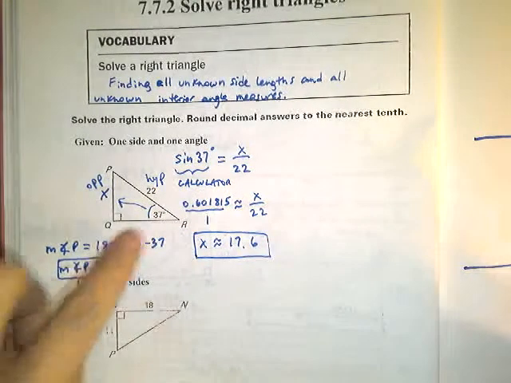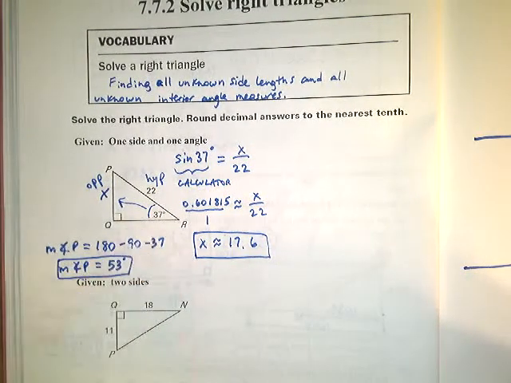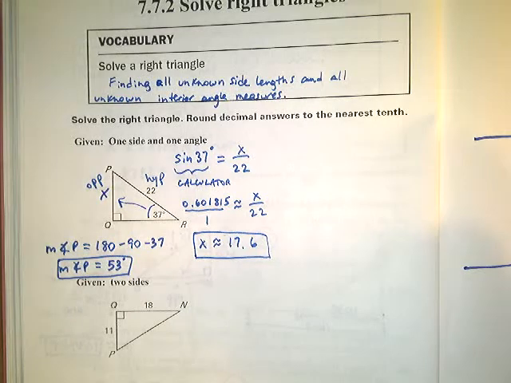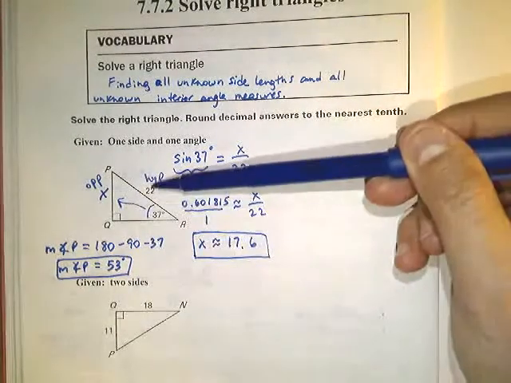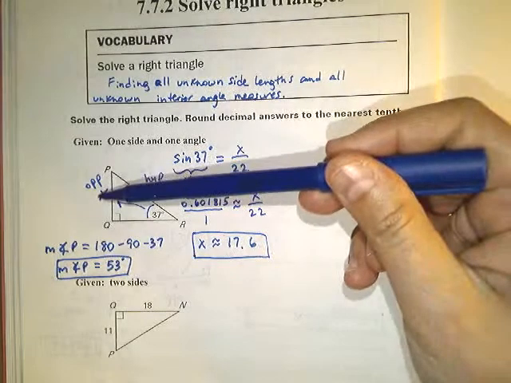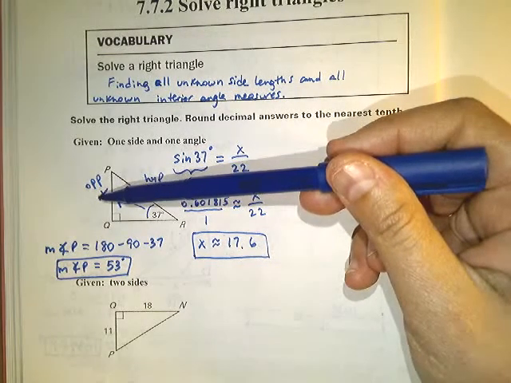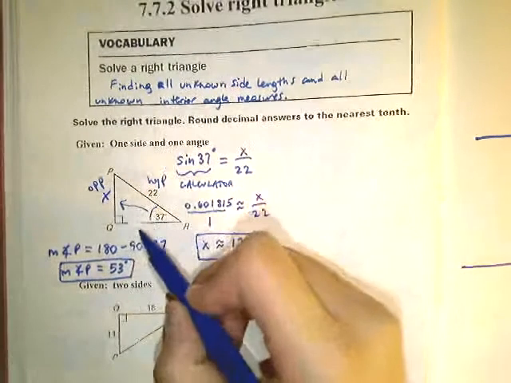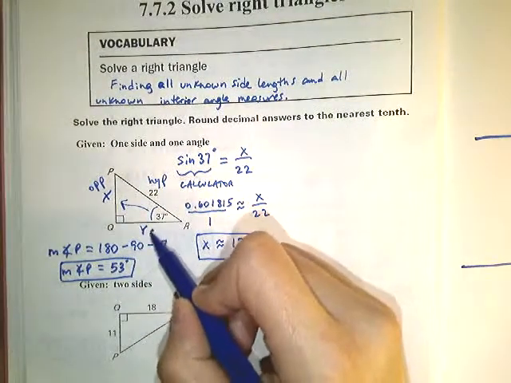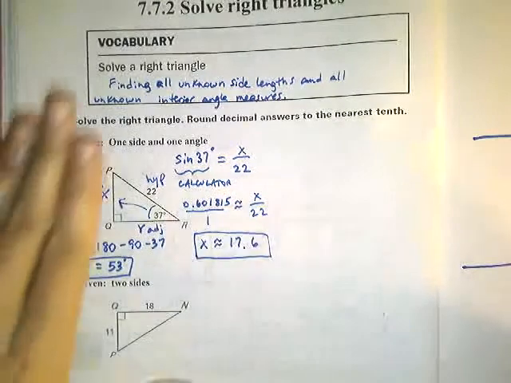And then finally, I want to find that last side. Now you can do that in a couple of ways. You could use the Pythagorean theorem, leg squared plus leg squared equals hypotenuse squared, assuming that this leg is 17.6. Or you can use some trigonometry. I'm going to do that. I'm going to find side length y. I know that's the adjacent side.